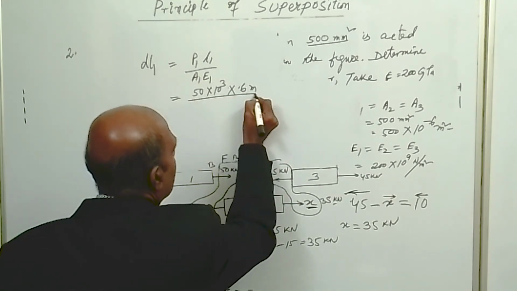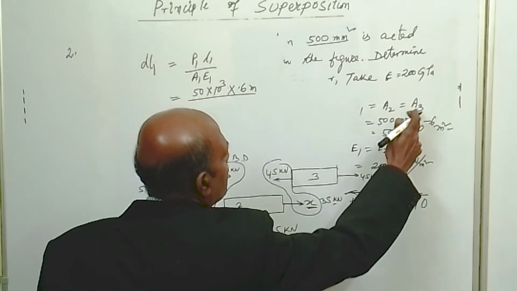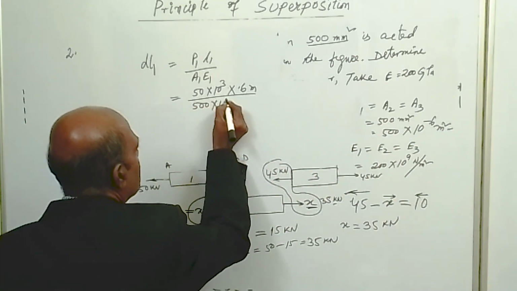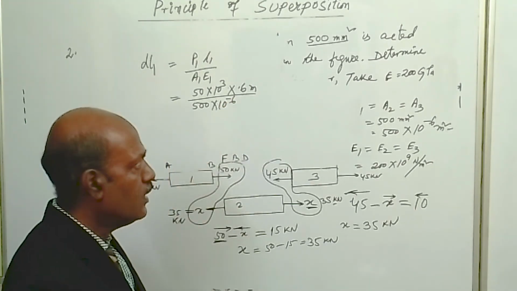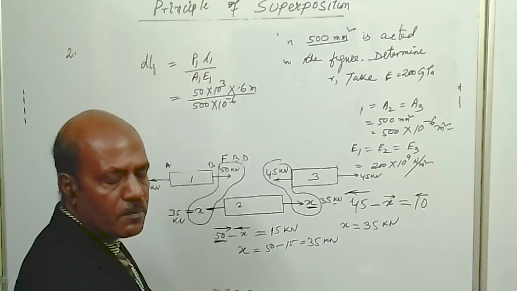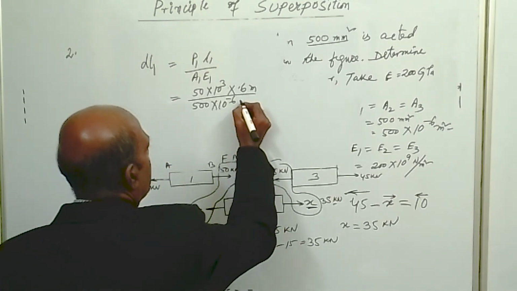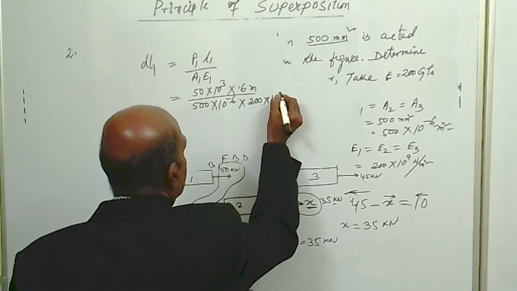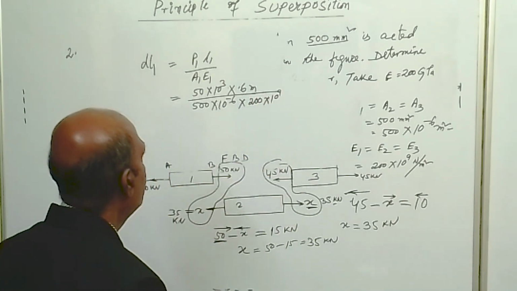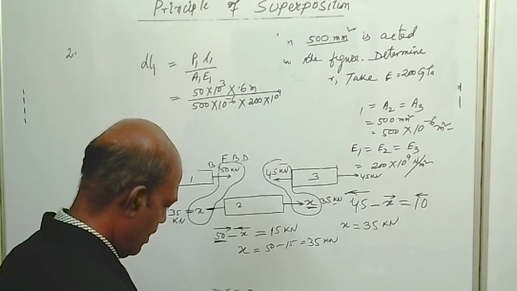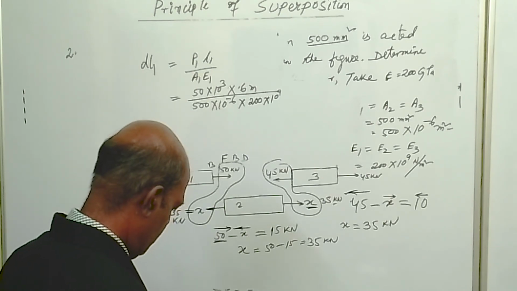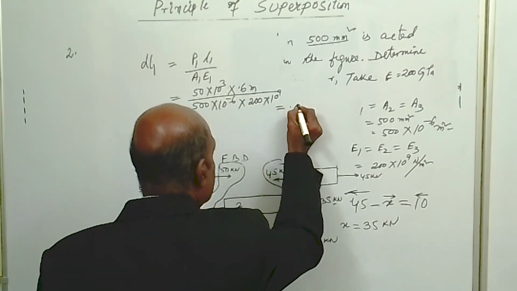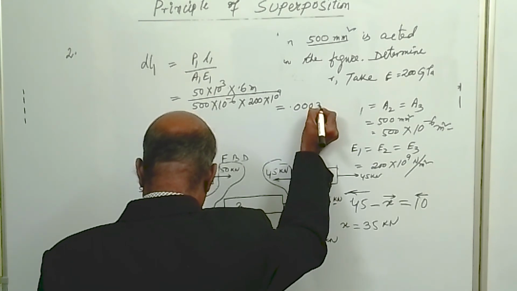divided by A1. What is the A1 value? A1, A2, A3 are the same, that is 500 into 10 to the power minus 6 meter square, into E1. E1 is the same, that is 200 into 10 to the power 9 Newton per meter square. So if we calculate this, the value will come as 0.0003 meter.